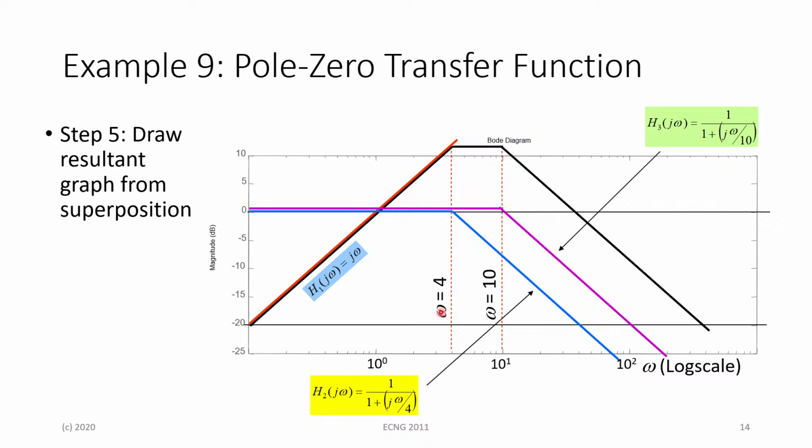For everything before omega equals 4, we're going to be summing the gradients in each one of these lines to get our result. So we know for H1(jω) here, the gradient is positive 20 decibels per decade, but for H2 and H3, it's 0 decibels per decade. So that's going to be 20 plus 0, which gives us a result here of plus 20 decibels per decade. I want to write this on the slide so that you can keep track of it.